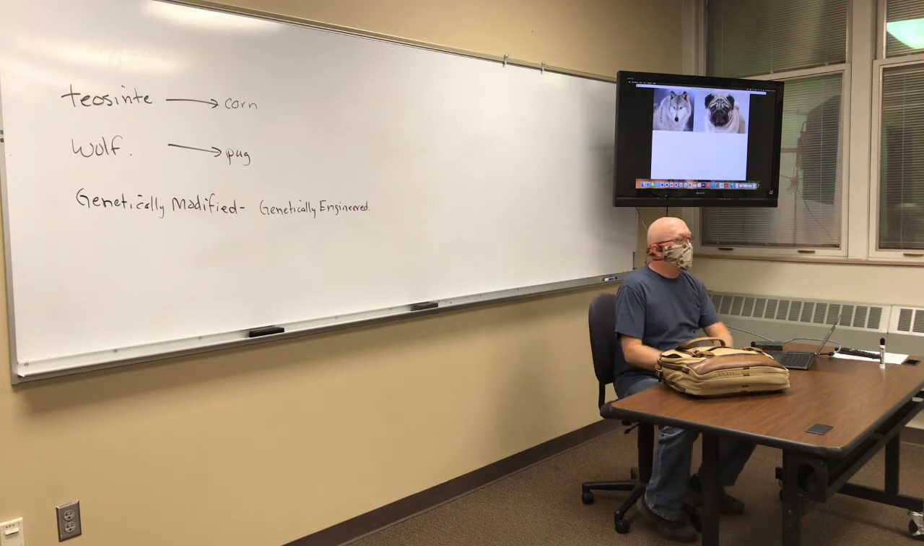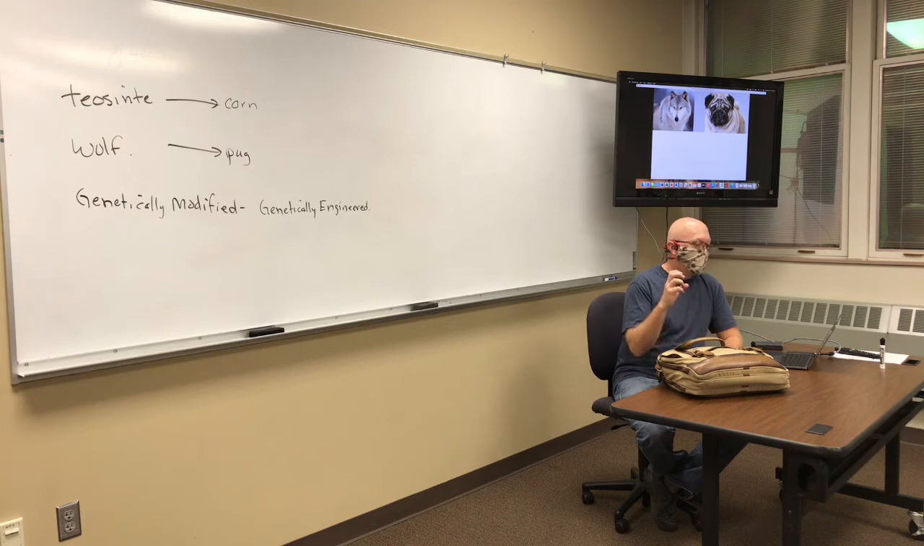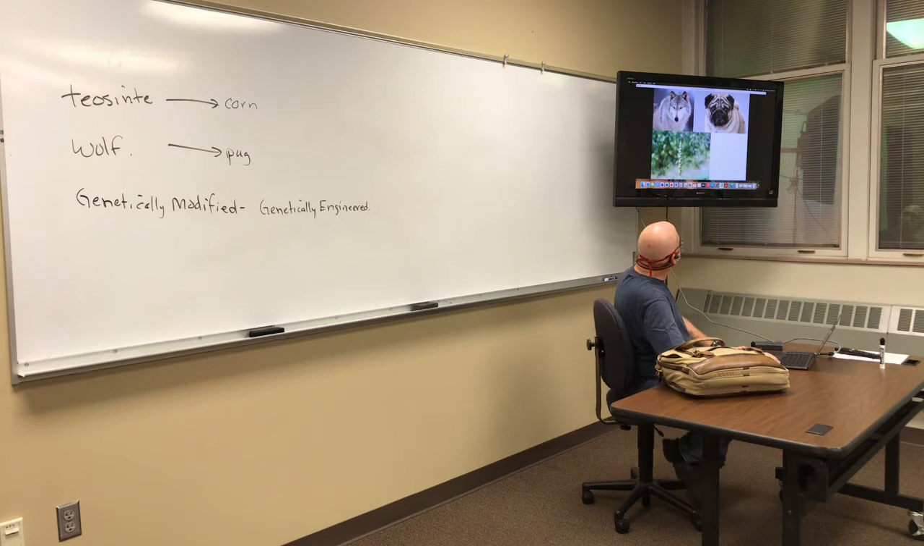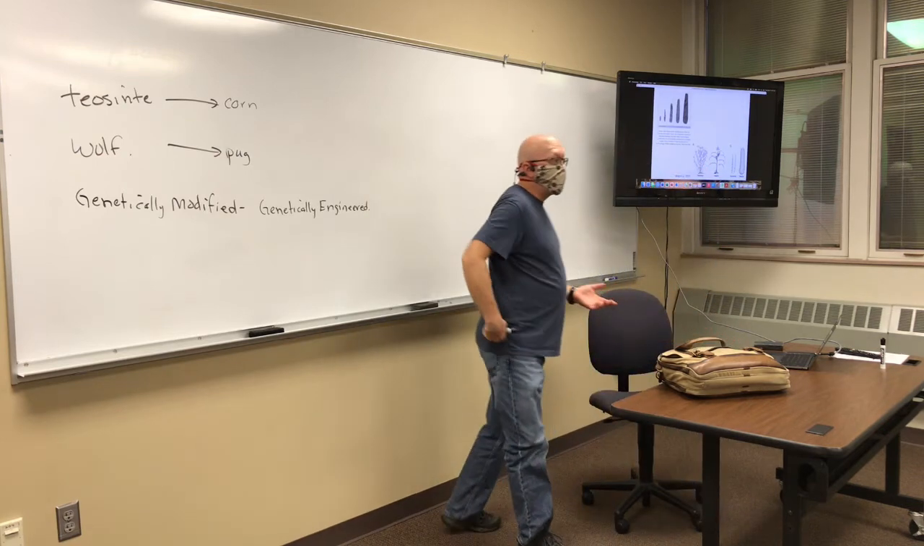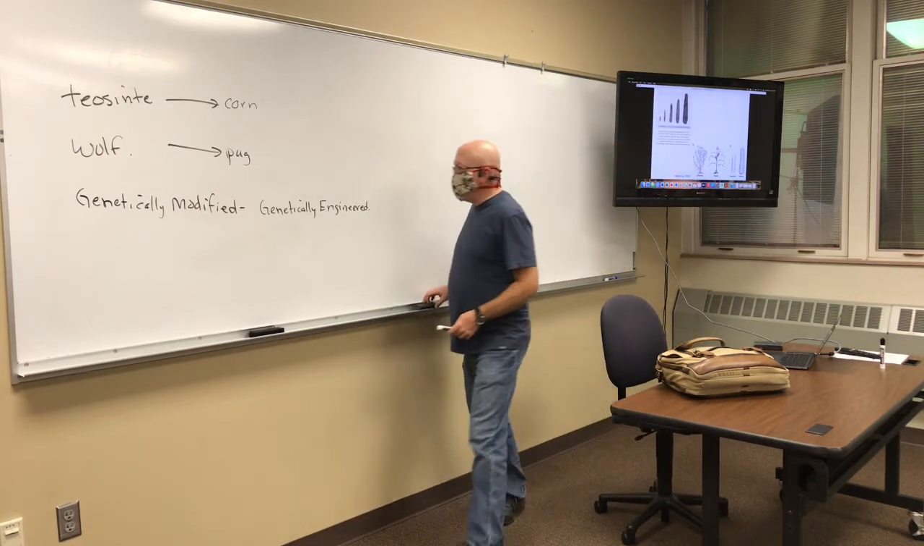Once again, genetic modification, selective breeding, choosing particular traits in wolves that people were interested in, eventually led to a pug. Piacente eventually got converted into corn. This happened over long periods of time. This is from middens.